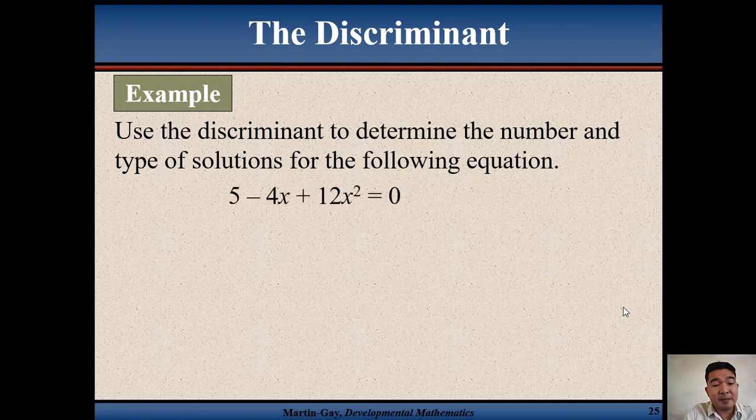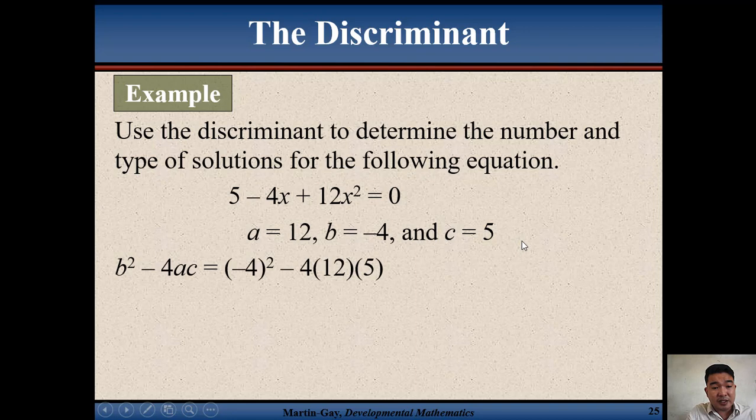For example, we have 5 minus 4x plus 12x squared equals 0. We can identify how many solutions, or what type of solutions, this quadratic equation has. In a quadratic equation, we identify A, B, and C. Our A is the numerical coefficient of x squared, which is 12. Our B is negative 4, and our C is equal to 5.